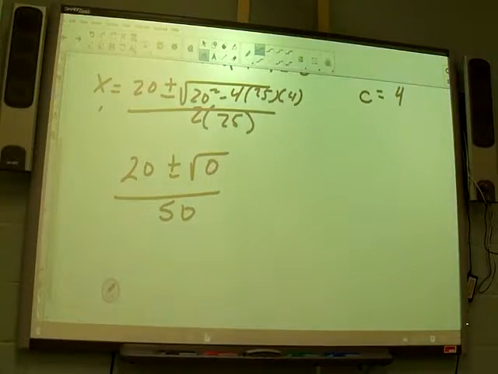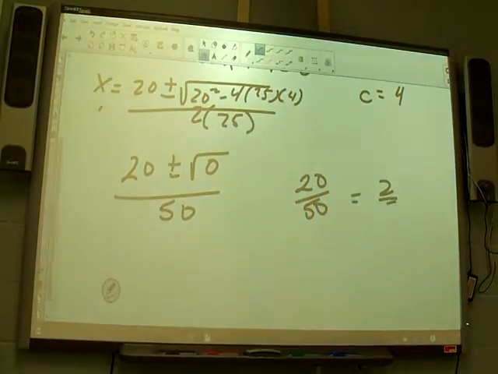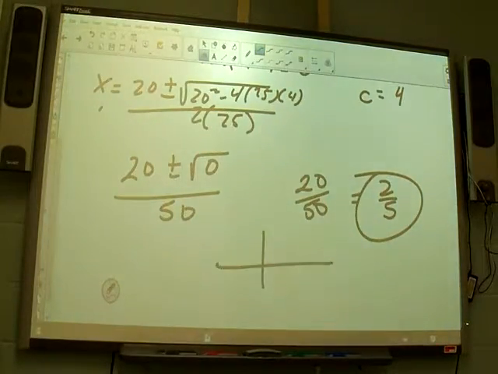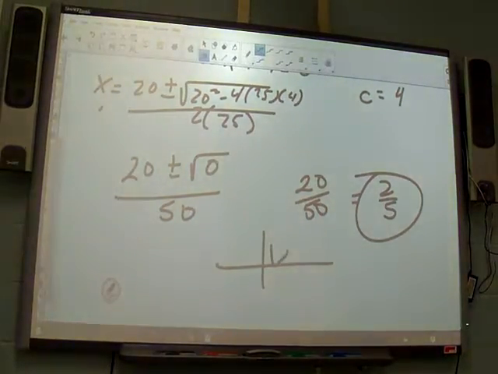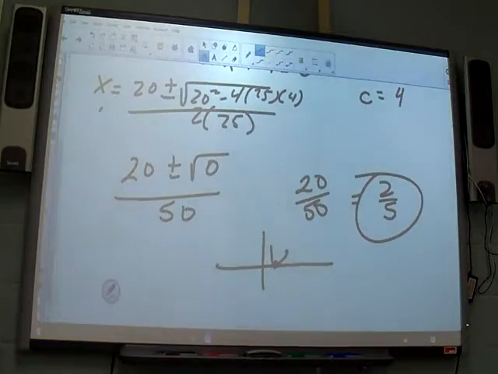What's the square root of 0? 0. And what's 20 plus 0 and 20 minus 0? 20. So I'm looking at 20 over 50, also known as 2/5. Why does this one only have one answer? It just touches the x-axis once, right? Remember, that's what we're finding. We saw that on yesterday's assignment on number 1, 2, and 3, where it crosses the x-axis. So this one, the vertex just sits on it. It doesn't dip down below it or anything. Could you put 0.4? Well, sure you could, but I just like fractions better.